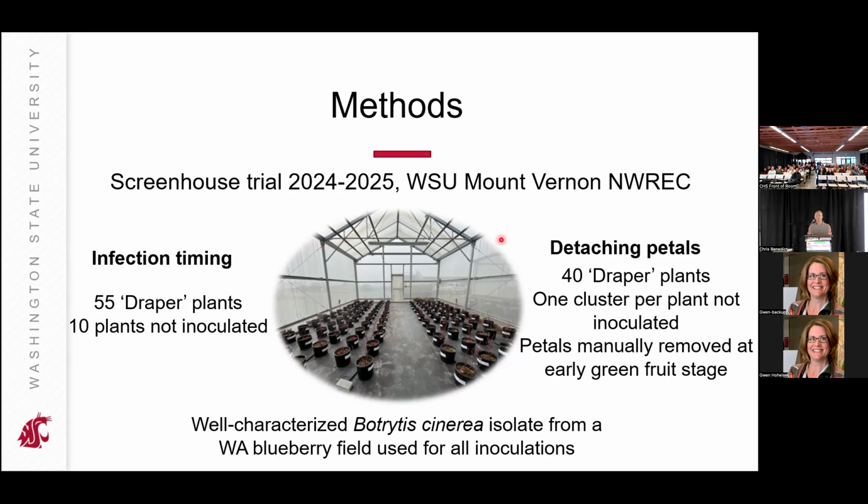And for the detaching petals objective, we dedicated 40 Draper plants. And on those plants, we had one cluster of flowers or fruit that were left uninoculated, and those served as our controls. And for the detaching petals aspect, we manually removed senesced petals at the green fruit stage from half of the plants to see if there was an effect there. And for all of our inoculations with the pathogen, we used one well-characterized Botrytis cinerea isolate, which we had previously obtained from a Washington blueberry field.